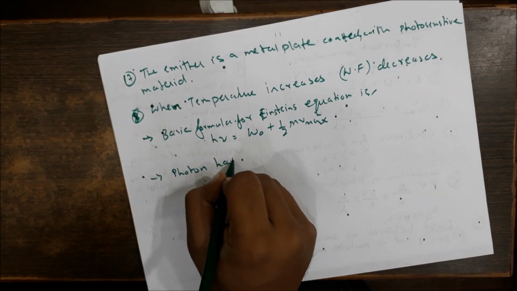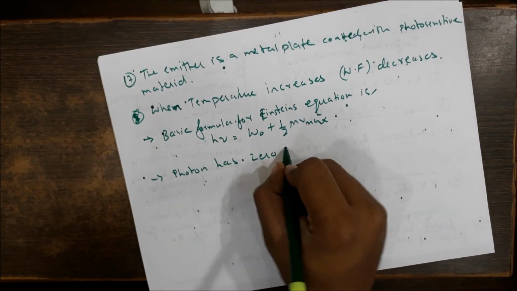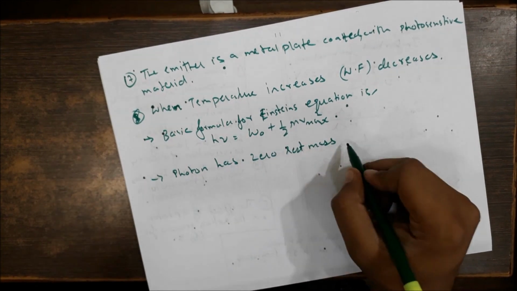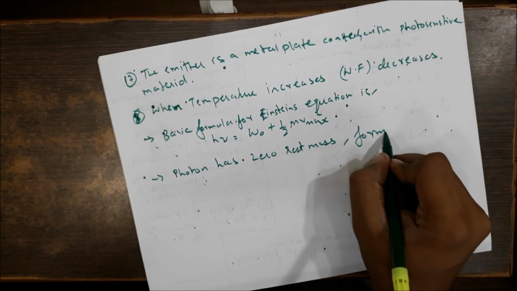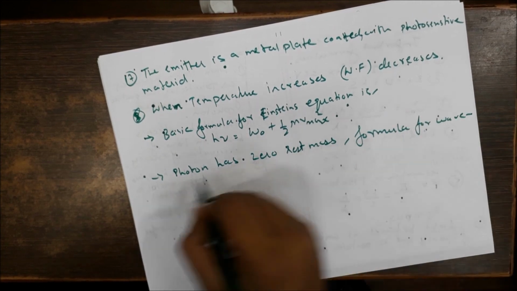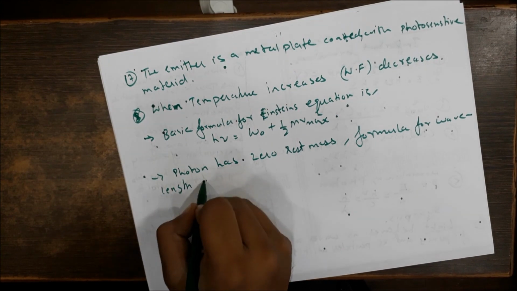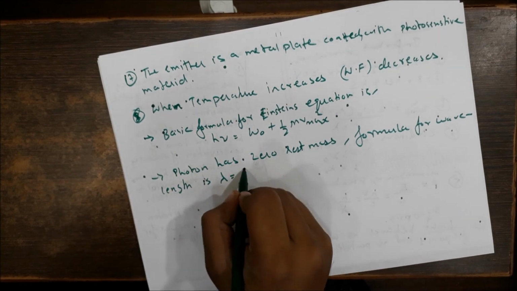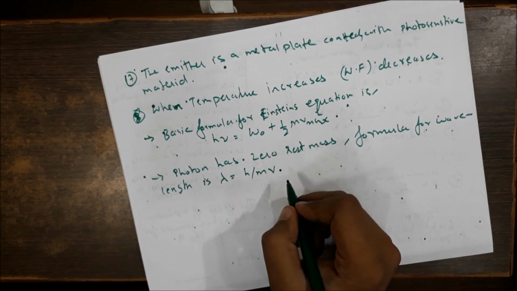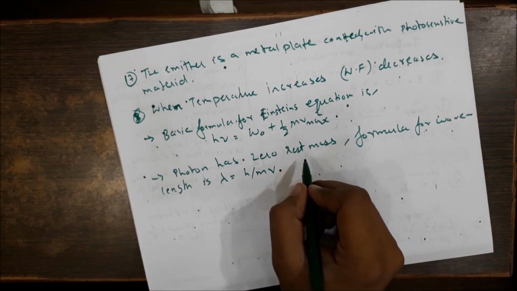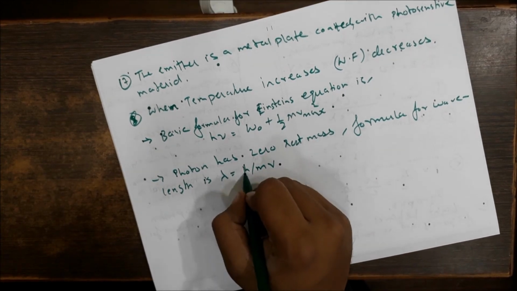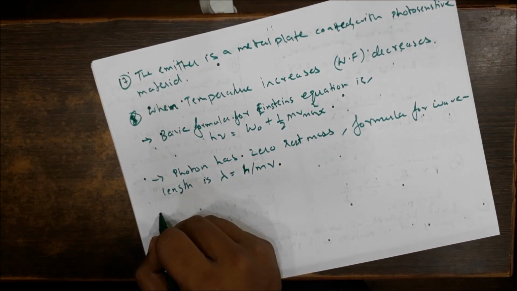Photon has 0 rest mass. Formula for wavelength is lambda is equal to h by mv.